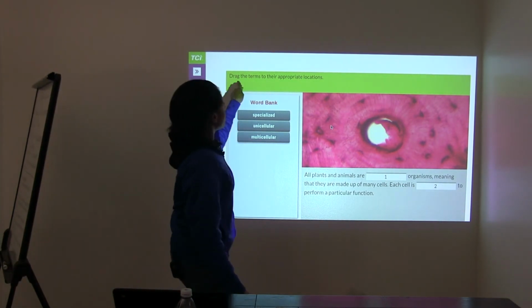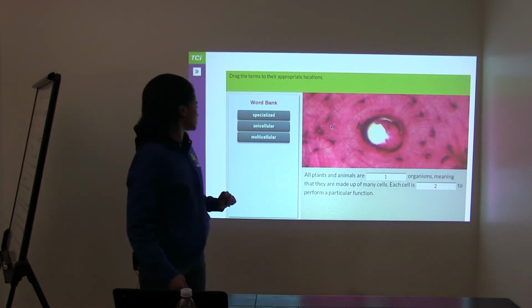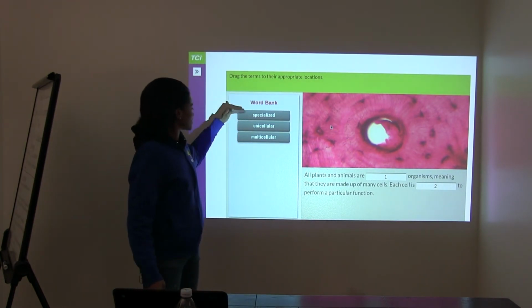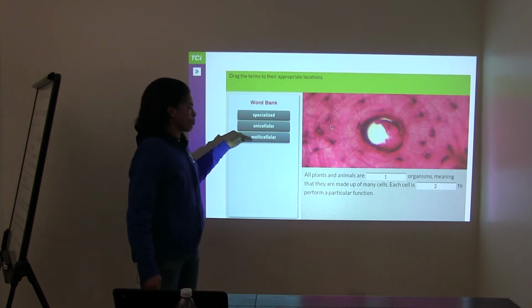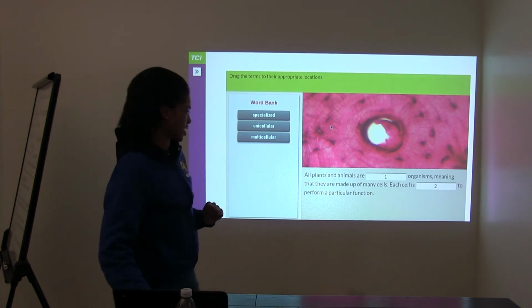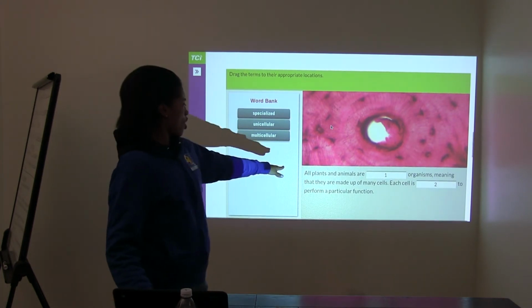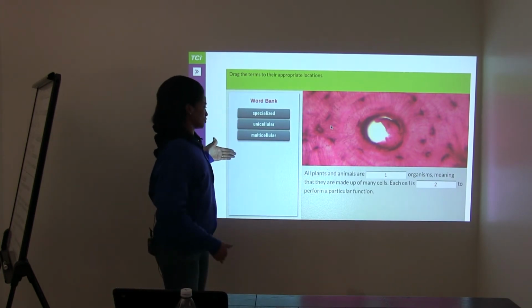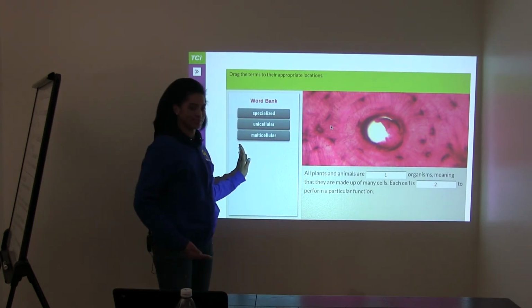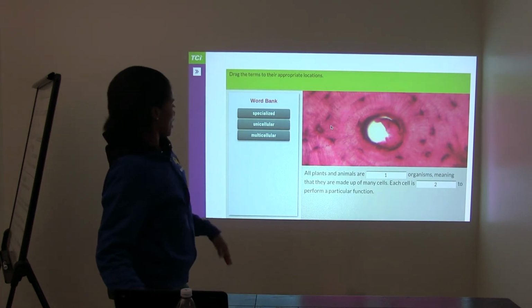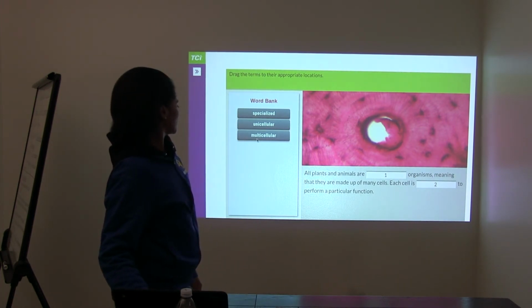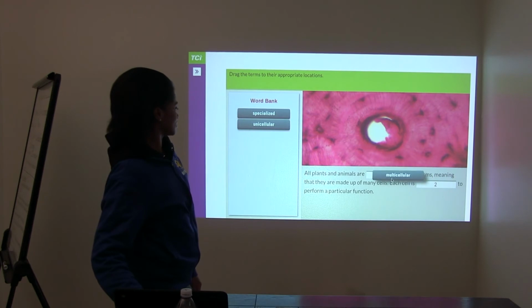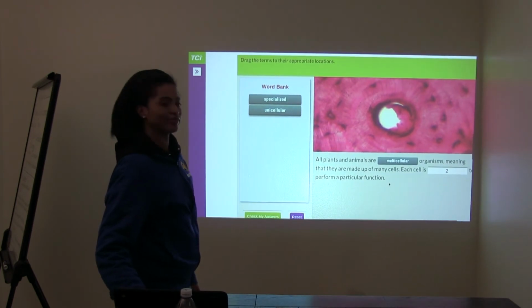Drag the terms to their appropriate locations. All right, word bank: specialized, unicellular, multicellular. Let's see what we can drag and drop here. All plants and animals are, which one would you select? I think you said multicellular. Dropping that in there for you.